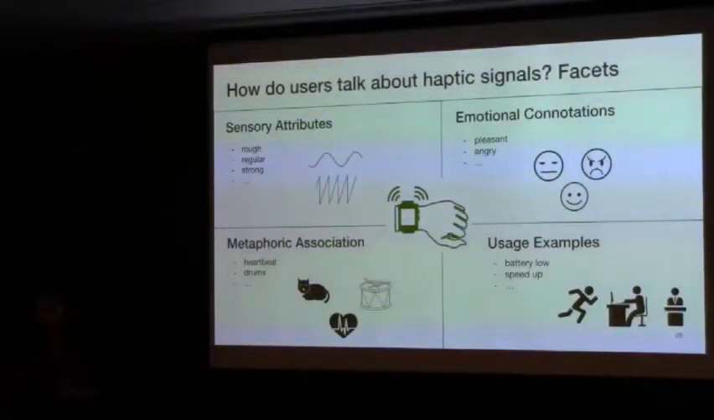A facet is a concept from the information retrieval domain, and it describes basically a set of attributes that are semantically related to each other. And so together they describe one way that people think about a phenomenon, in this case haptic signals. So here we have sensation facet, emotion facets, metaphor facets, and so on.